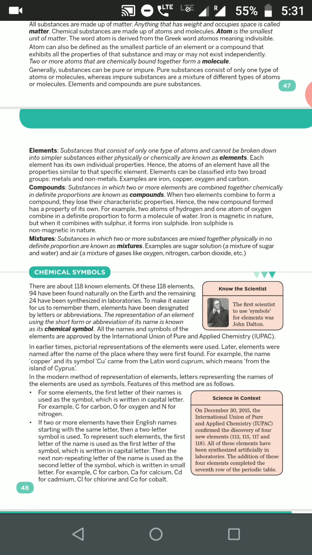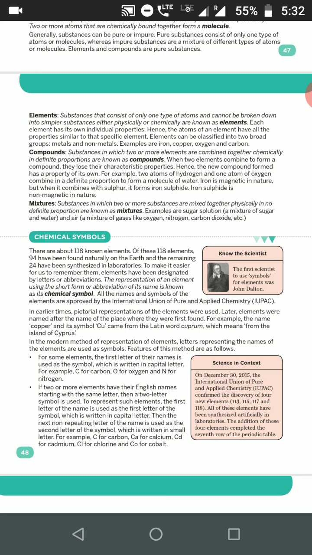Now, in the modern representation of the elements, the letters representing the names of the elements are used for the symbols. For some elements, the first letter of the name is used as the symbol, which is always written in the capital letter. Suppose an element with the name carbon, we use the symbol C. Another element with the name copper starts with the same letter C, so we use the symbol of copper as Cu, followed by another letter.